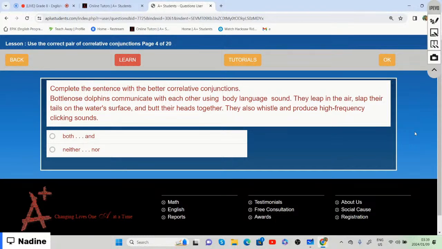So bottlenose dolphins communicate with each other using body language, sound. So we need to add our correlative conjunctions in front of body language and in front of sound. They leap in the air, slap their tails on the water surface, and butt their heads together. They also whistle and produce high frequency clicking sounds. So we need to choose the correct one. Is it both and? Neither nor?